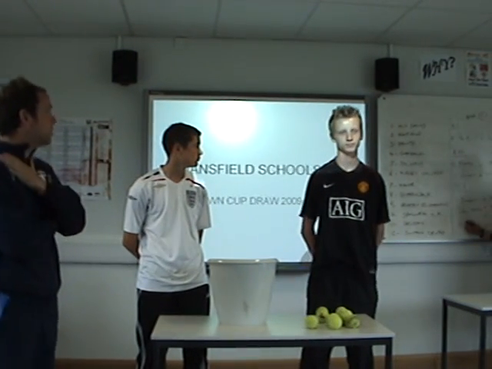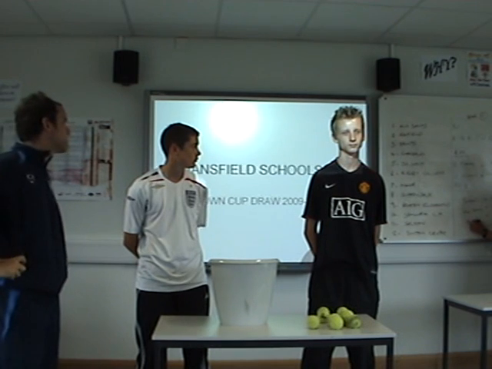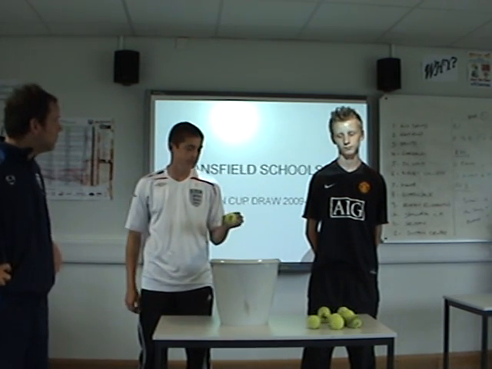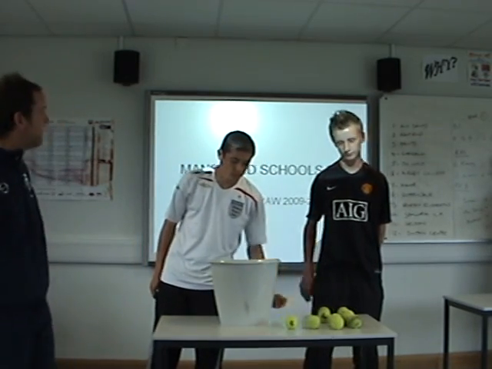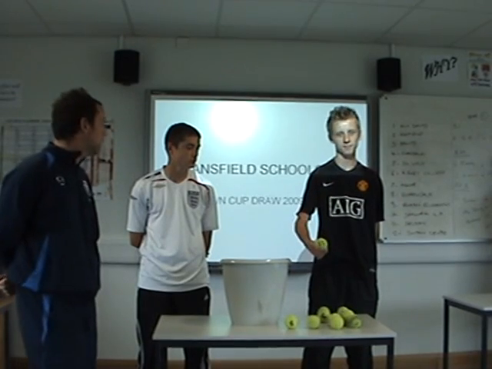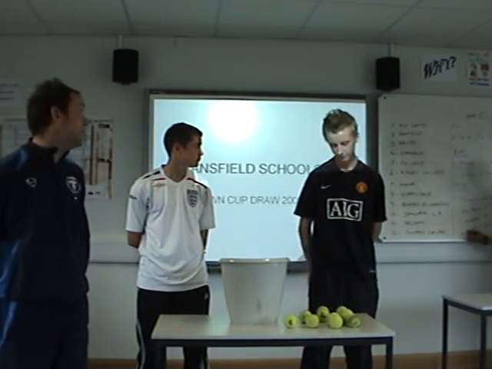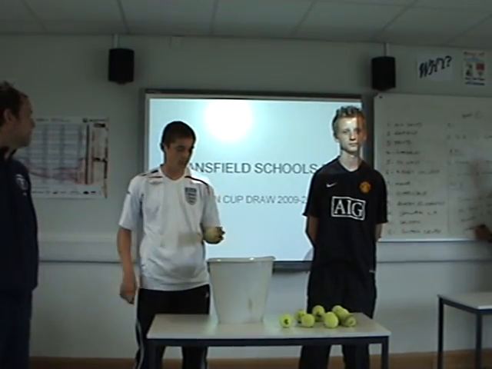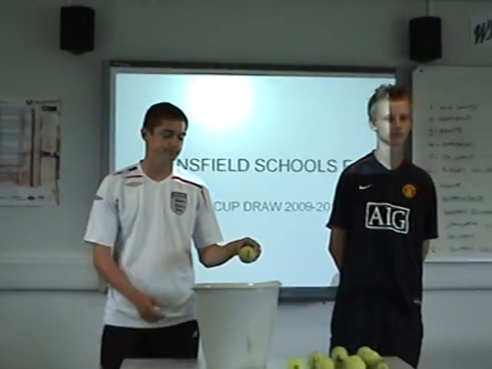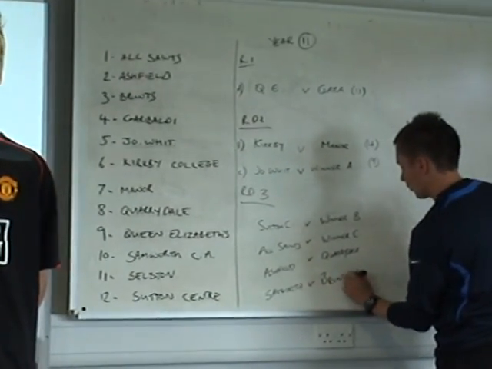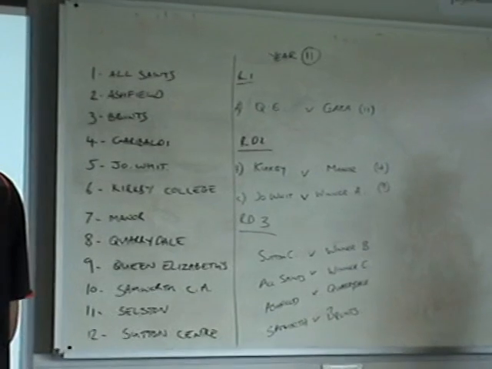Number two, which is Ashfield at home. Against number eight. Number eight, which is Quarrydale. Number ten, Sandwich Church Academy. And number three. Number three, Brunt. That concludes the rounds 1, 2, and 3 draws for the Year 11s.